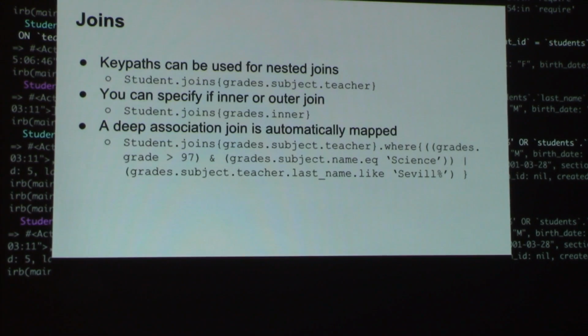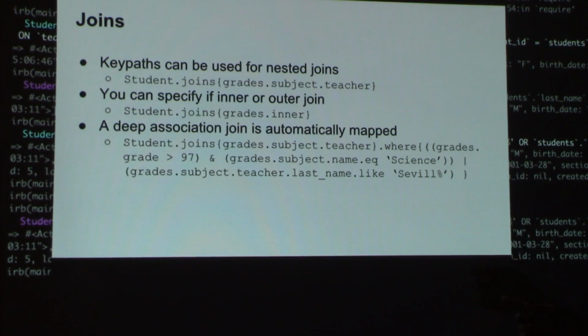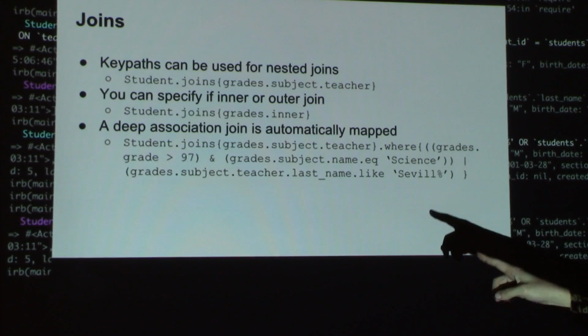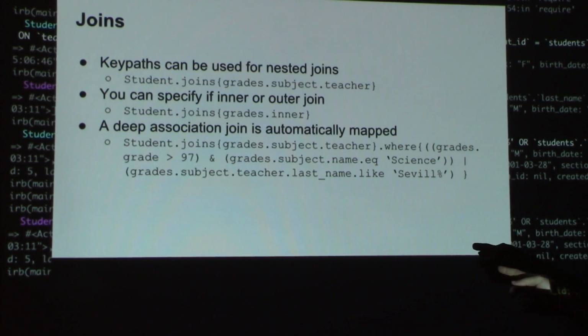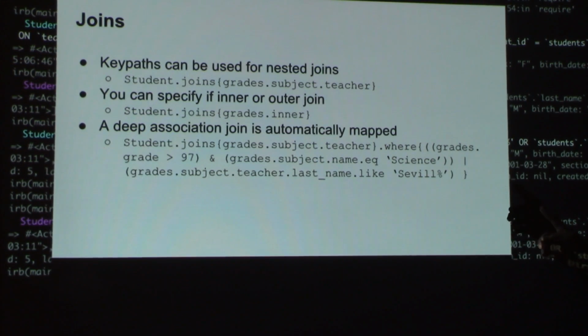And then joins, as we discussed before, you can do nested joins. And then you can also specify if your join is inner or outer. Like for example, in this case, you say student joins grades that inner or grades at outer. And then if you have a deep association join, like our earlier example, the student has grades, has a subject, has a teacher. So the association is convoluted, really nested. I know it's not optimized, but it's really meant to be convoluted just to show the example. So once you go through the whole association, it also maps that association in between.